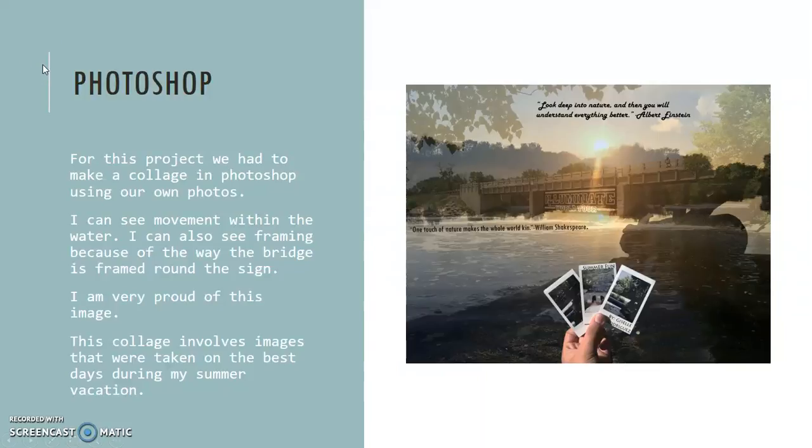Working in Photoshop can be extremely difficult when you have no idea where to begin. That is why I had to watch several videos to figure out what I was doing.